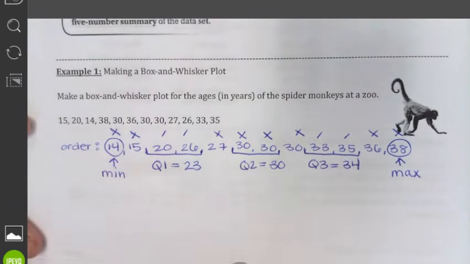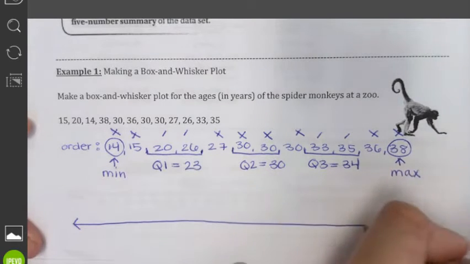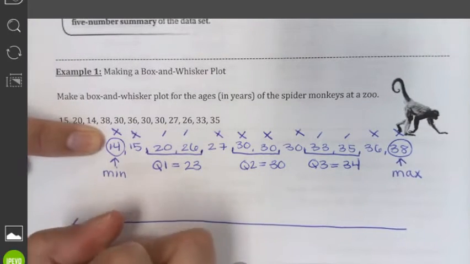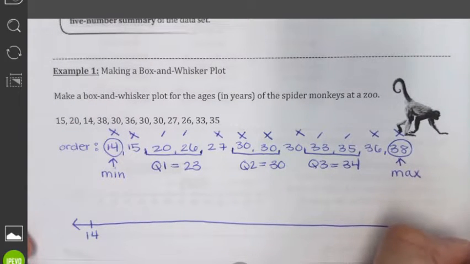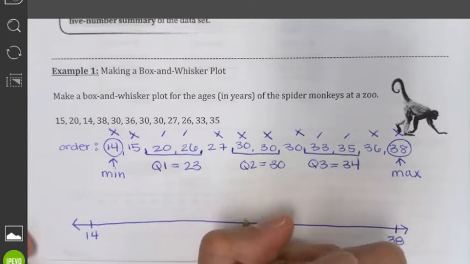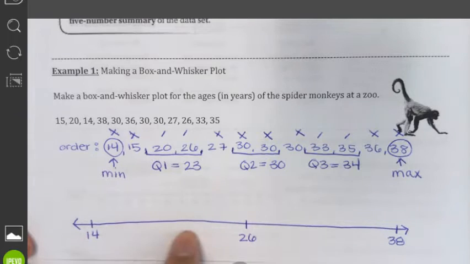All right, now we create our box and whisker plot. So first we have to create a number line. So I see my smallest number needs to be 14, and my biggest number has to be 38. So halfway in between those is 26. It's 12 up, 12 down gets me to 26. Now we just kind of have to break it up a little bit here.